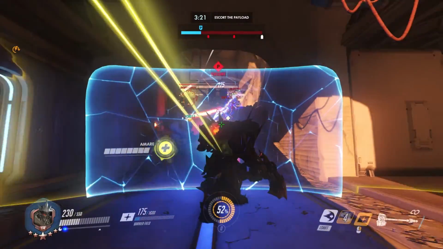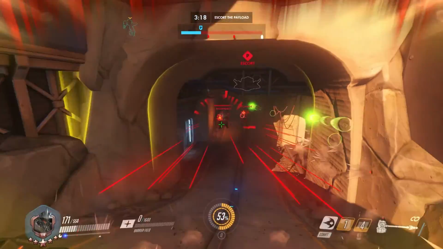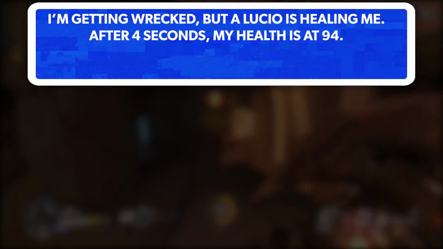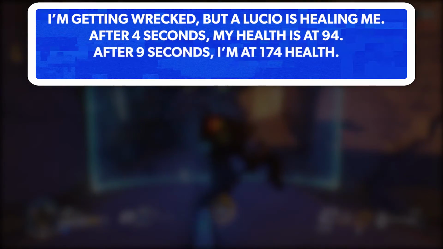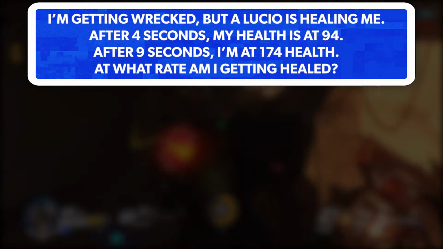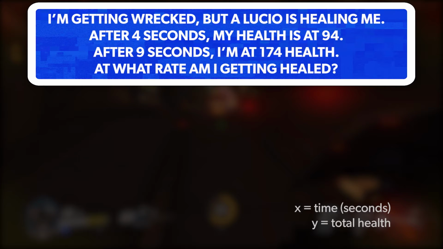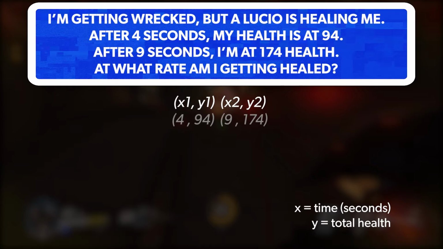For example, in Overwatch, I'm getting absolutely wrecked, which, let's be real, is nothing new. Luckily, I've got a Lucio healing me. After 4 seconds, my health is at 94. After 9 seconds, I'm at 174 health. First thing we need to do is define our 2 variables. In this example, x is the amount of time in seconds, and y is the total health. So looking at what was given to us, we have 2 coordinates, 4, 94, and 9, 174. In a coordinate, the first number is x and the second number is y.